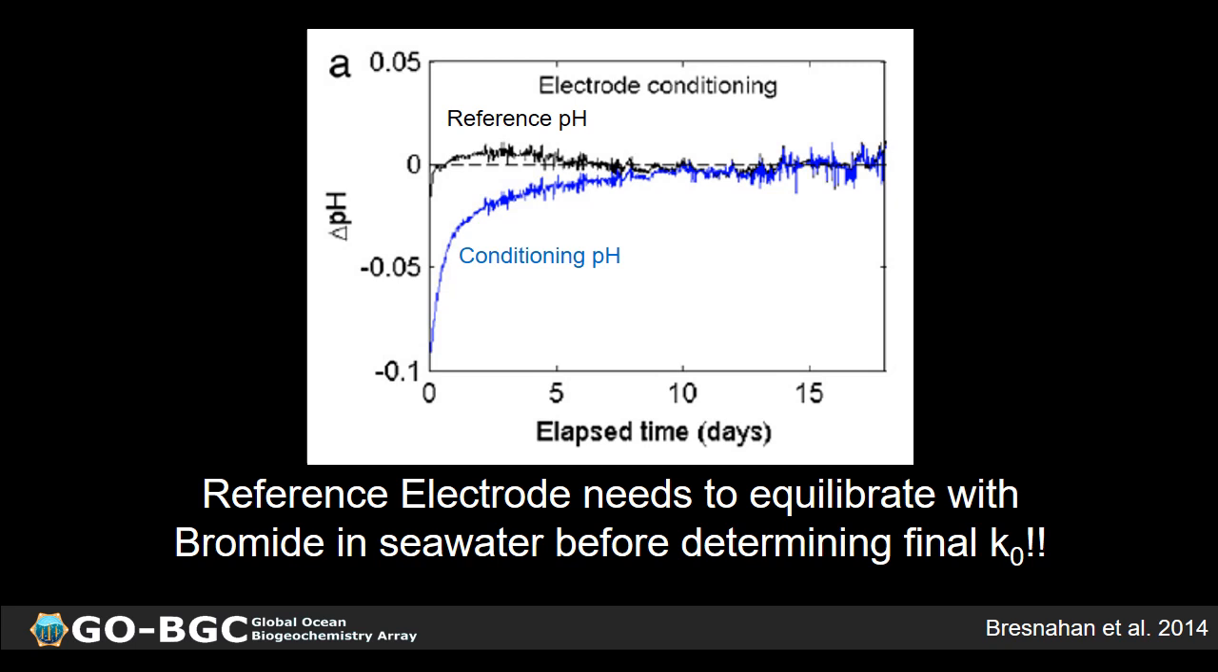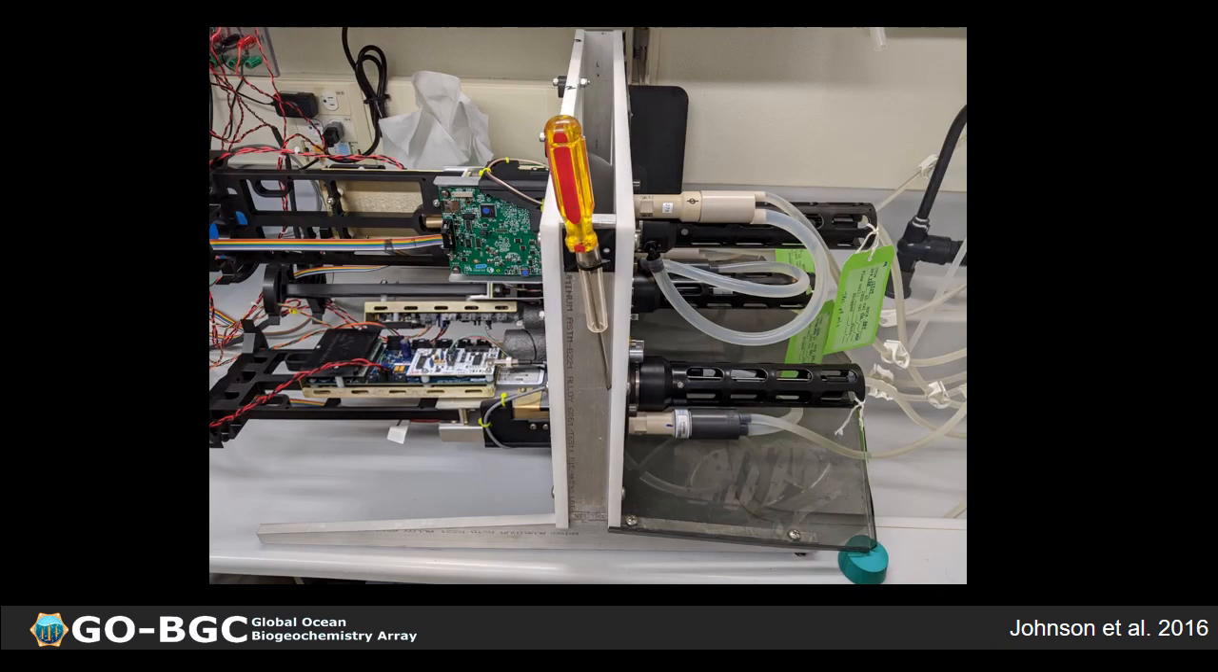So once we calibrate the deep sea Durafet in HCl, we need to let it equilibrate with seawater for about a week before determining the final K0. Once each electrode is conditioned, then we can start to measure K0 in seawater.